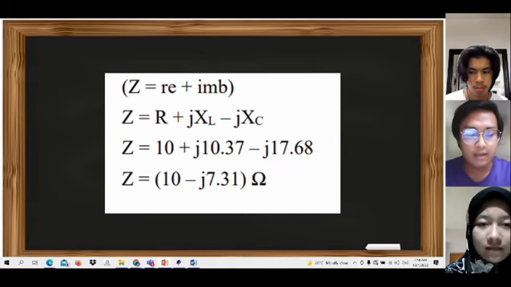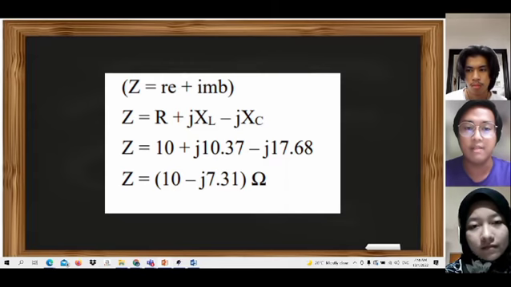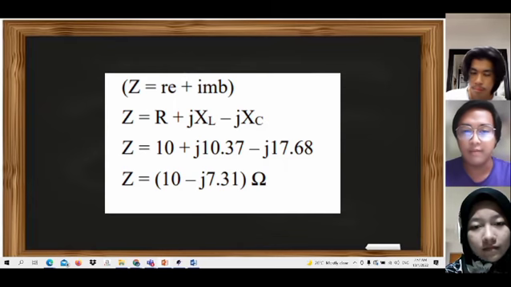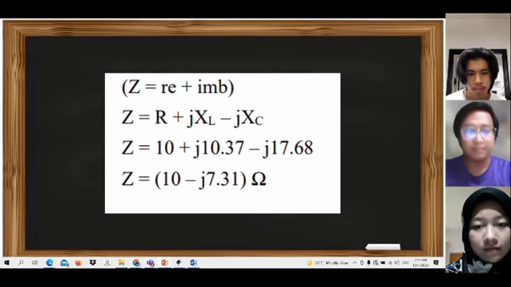As we know from Euler's formula, Z equals a real part plus an imaginary part, B, where B is the constant value that's given. So we substitute everything: R, the resistor value, plus imaginary jXL minus jXC. We know that we cannot mix the real part together with the imaginary part, but there are two j terms over here, so we can do a simple arithmetic operation. We just subtract and we get this rectangular form that equals 10 minus j7.31 ohm.